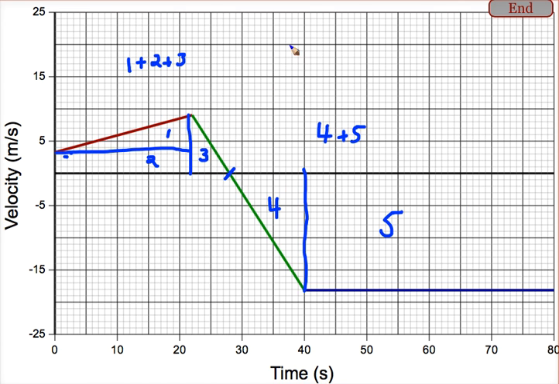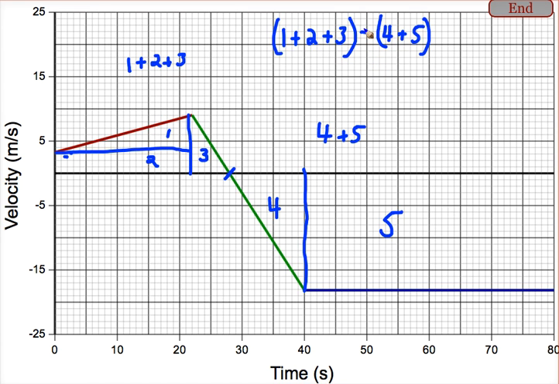If the problem asks you to get the total distance traveled, since distance does not depend upon direction, we would add all of our forward distances. We would add our two reverse distances, and then we would add those two quantities together. If instead it asks for displacement, we would take the forward and we would subtract the backwards.